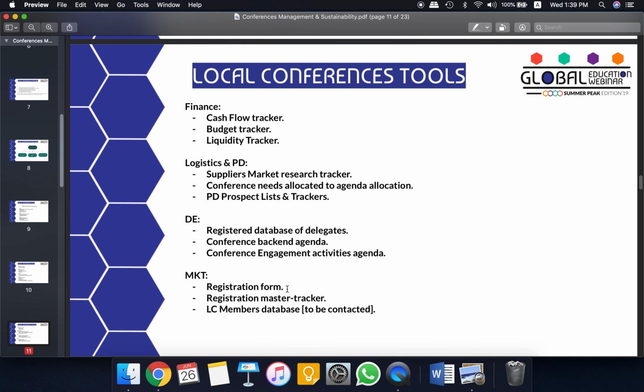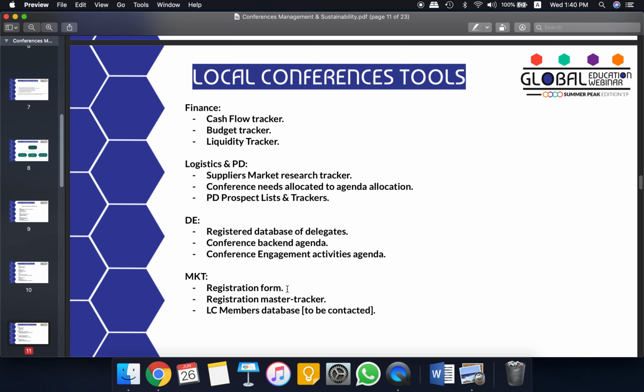For every OCVP, here are the tools that he or she will be working on. It's mainly regarding finance. It's regarding the cash flow tracker. He will need a cash flow tracker to track all his expenses, a budget tracker to do a budget pre-conference, and a liquidity tracker to know in the next couple of days how much he will need and what are the income and the expenses that are expected.